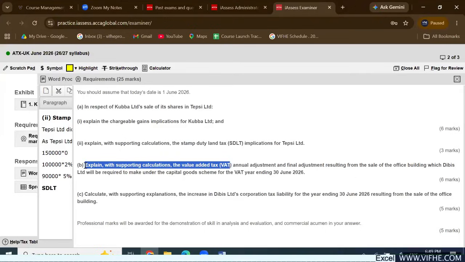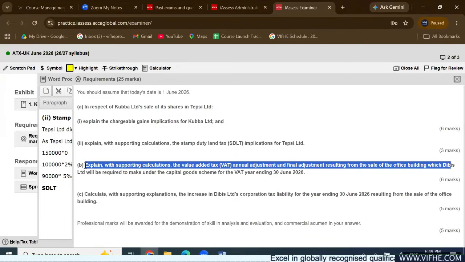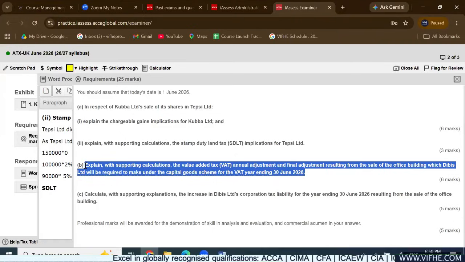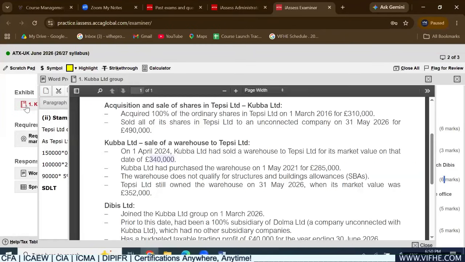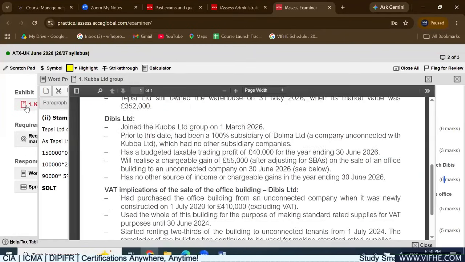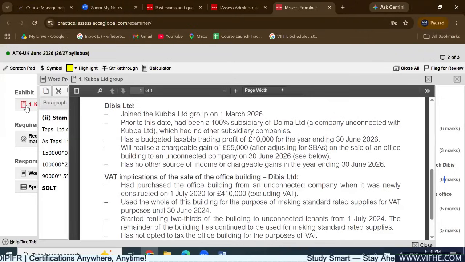The VAT annual adjustment and the final adjustment resulting from the sale of the office building. So it is the annual adjustment and then the final adjustment, and final adjustments are usually carried out when the buildings are sold, which Debits Limited will be required to make under the CGS, I mean the capital goods scheme for VAT, in respect of the year ending 30th of June 26. And this part of the question is carrying 6 marks. All right, again, I'm going to be taking you to the exhibit. I'll be telling you how we need to address this answer, and then I'll be quickly taking you to the standard solution.